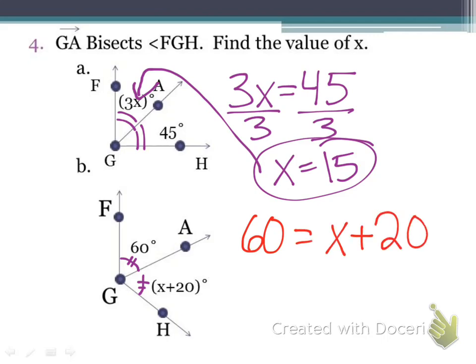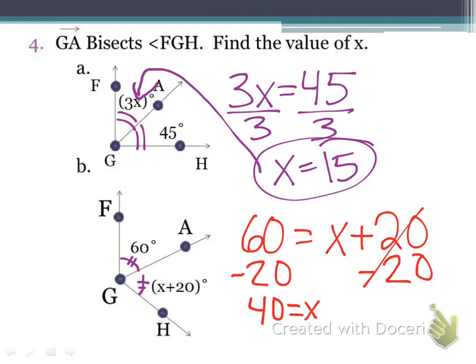You are going to set them equal. The angles are congruent, so their measures are equal. Set them equal. Solve for x. How do I get x by itself here? You subtract 20. The opposite of adding 20 is subtracting 20. Good. So you get 40 equals x. Or, usually we write the x in the front. X equals 40.